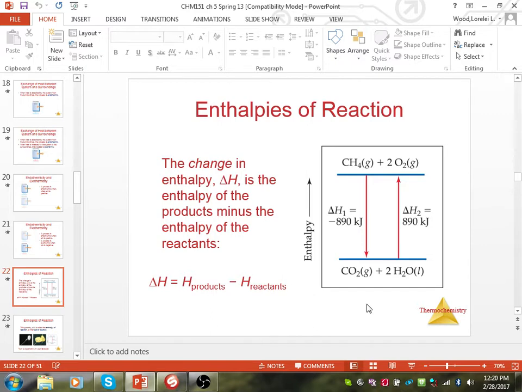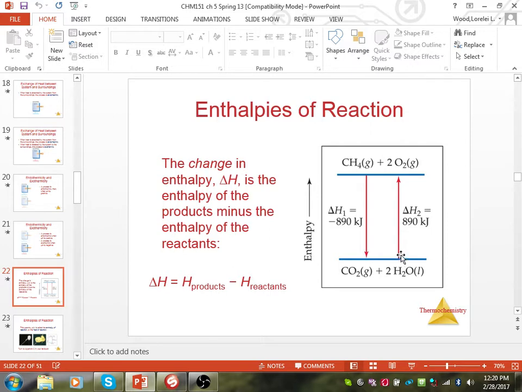Look at the delta signs. Delta H for the CH4 and O2 is releasing energy, just like we said. It's a negative delta H value. It's an exothermic reaction as we're going from the reactants to the products.